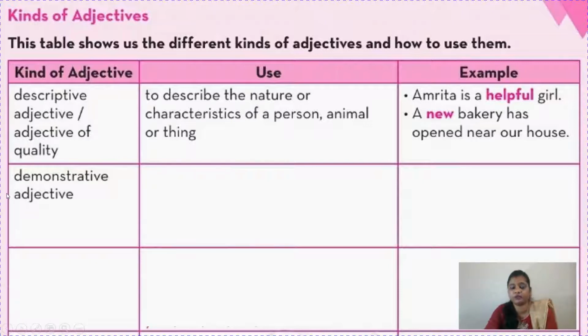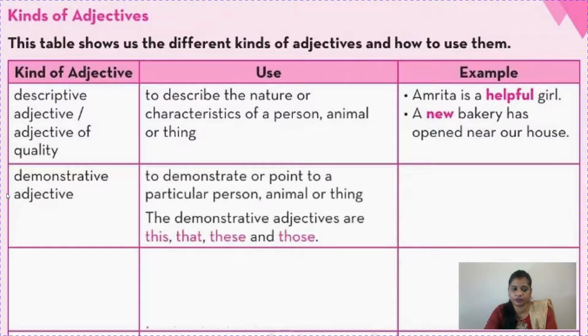Demonstrative adjective, from the word only you can understand. Demonstrative means it is used to point out some noun or pronoun, or you can say it is used to indicate something. So demonstrative adjective is used to demonstrate or point to a particular person, place, animal or thing. And the words are this, that, these, those. You know children, this and these, they are used to indicate the objects which are near to you or close to you. That and those, it is used to indicate the object which are far from you.